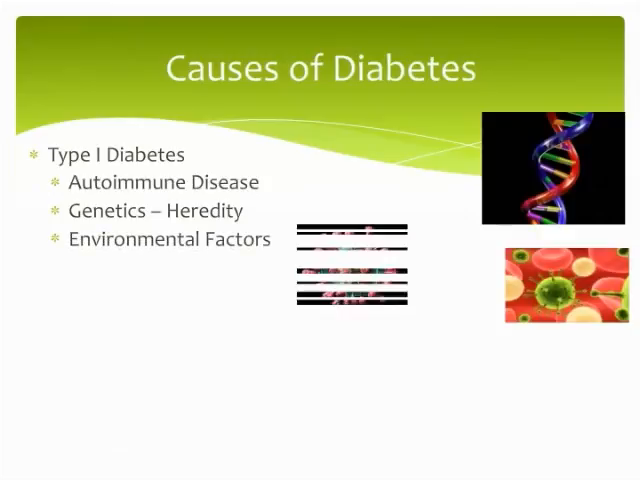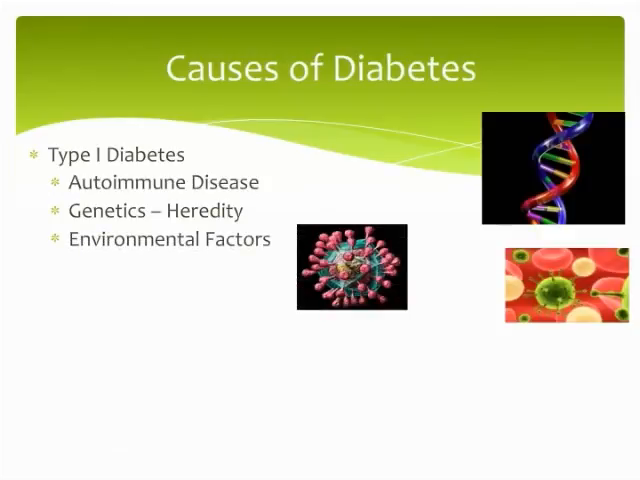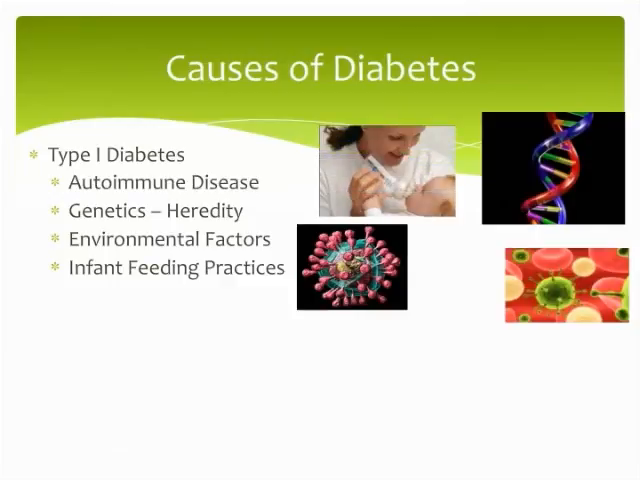Environmental factors, such as viruses and toxins, have also been linked to the development of type 1 diabetes. Research has shown that infant feeding practices are a contributing factor for the development of type 1 diabetes. Infants who are breastfed have a lower risk of developing type 1 diabetes than infants who were bottle-fed and were early cereal eaters.